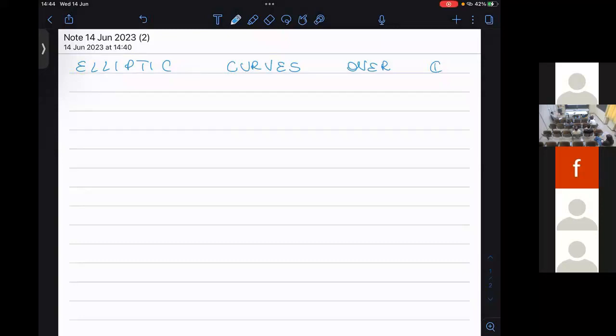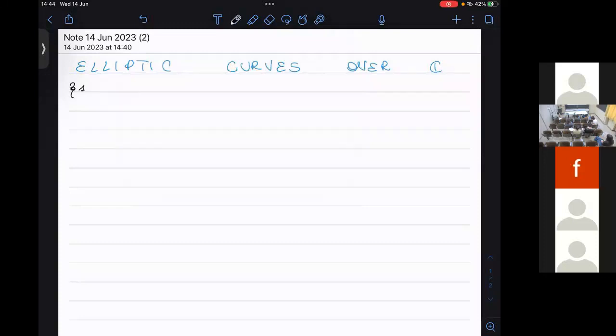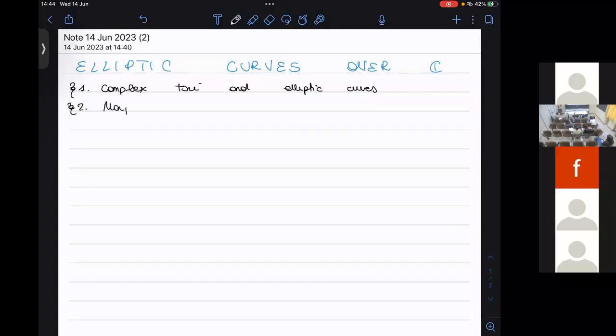Okay, I don't want to talk so much today, and I want to present some of the main results about elliptic curves over the field of the complex numbers. I think that everyone knows all these results, but basically, one divides this talk in three main parts. In the first part, I want to talk about complex tori and elliptic curves. In the second part, I want to talk about morphisms of elliptic curves. And in the last part, about the Jacobian of a curve.